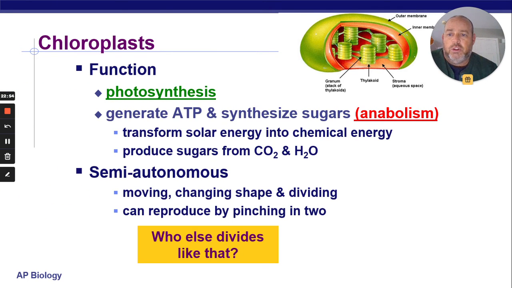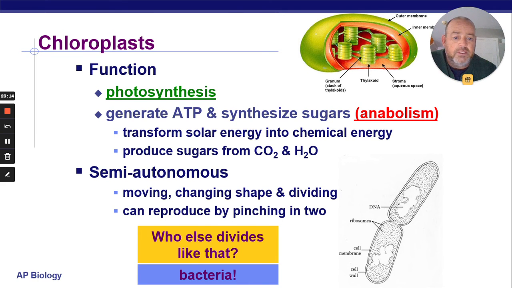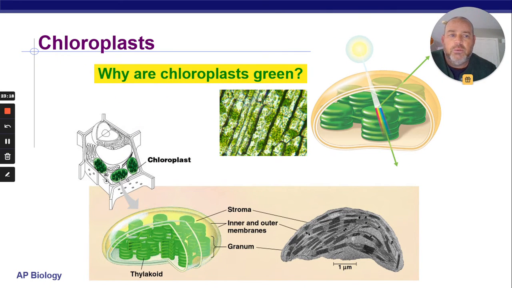So a little bit more about chloroplasts. Obviously it's involved in photosynthesis. These are anabolic reactions. They are building, right? We're building sugars, we're building molecules. You're taking CO2 and building it into a sugar. Again, it's semi-autonomous: it can move, change shape, divide, reproduce. It can do things all on its own, right? Just like bacteria, just more evidence about it being its own thing.